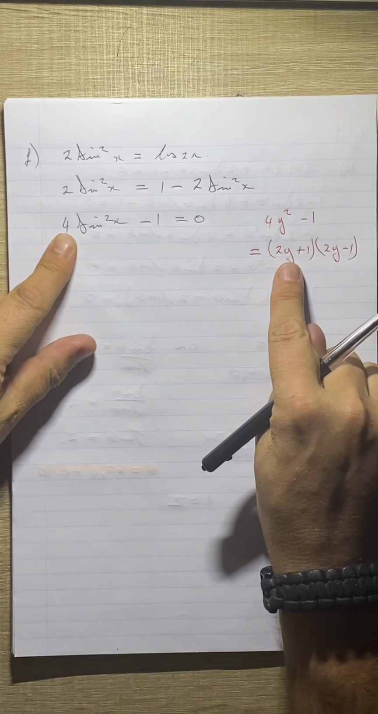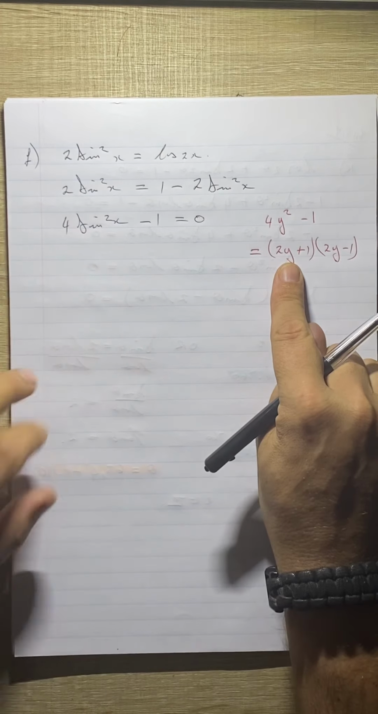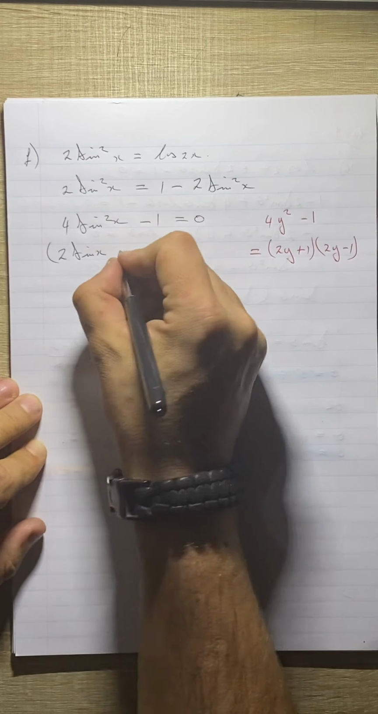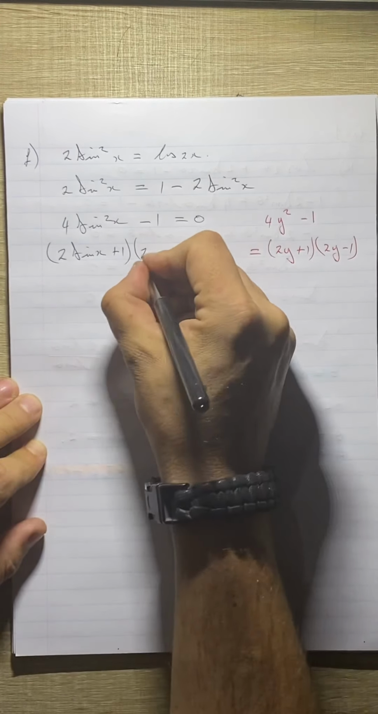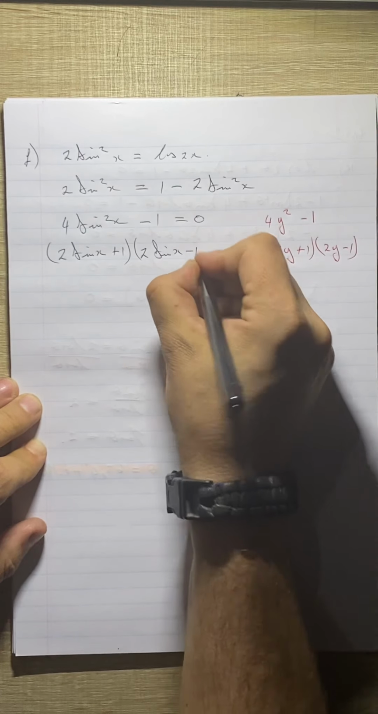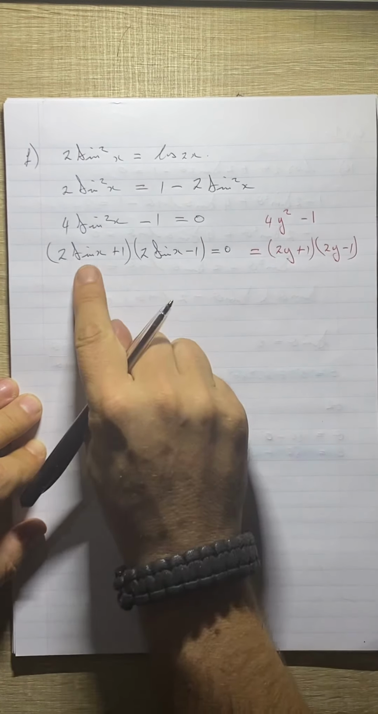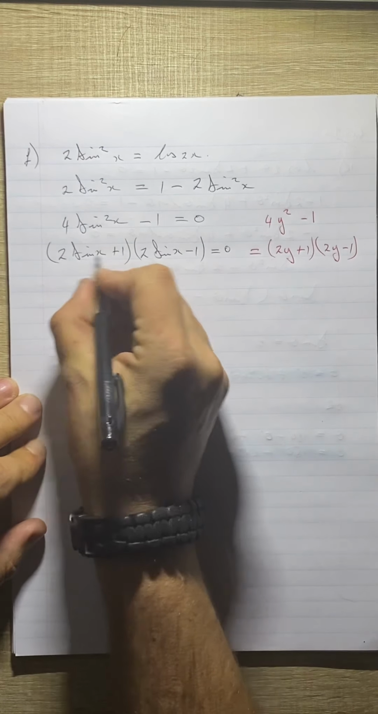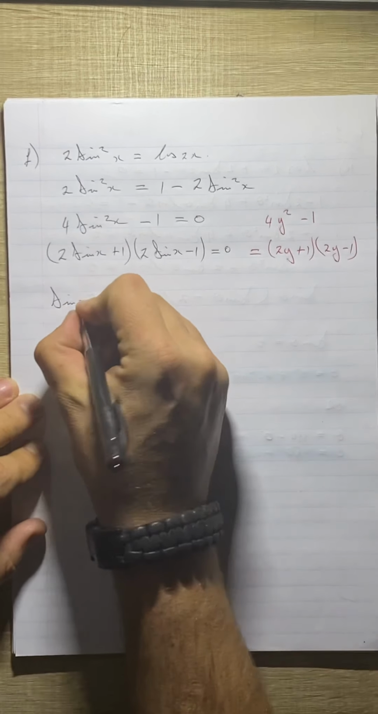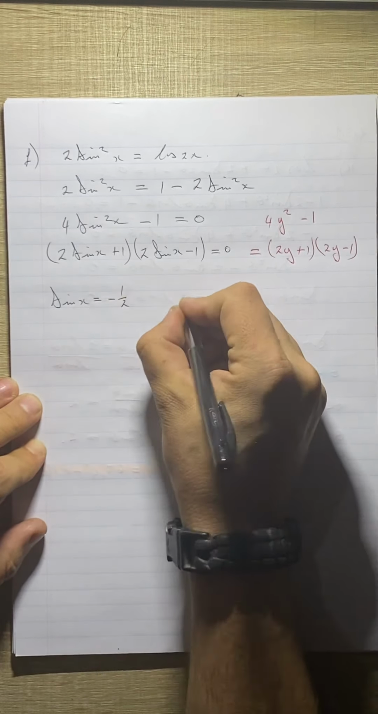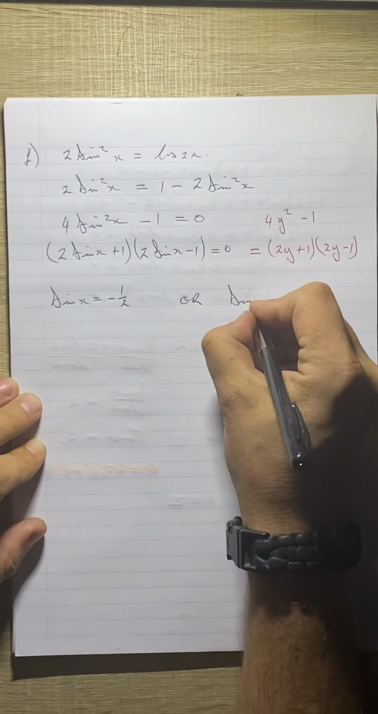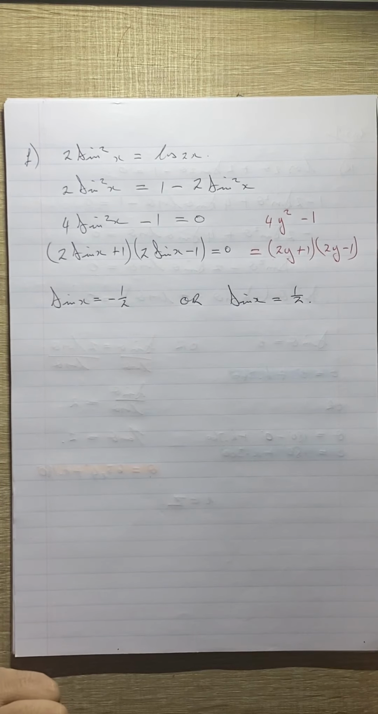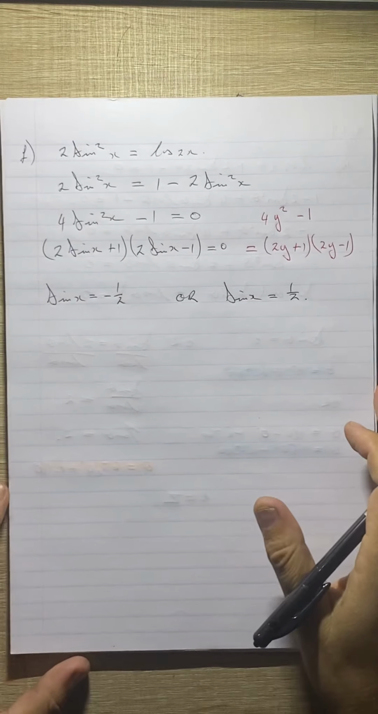So I'm just going to use this, and then instead of y, I'm going to write sine x now. So over here we get 2 sine x plus 1, 2 sine x minus 1 equals 0. We've got something times something equals 0, so I can set both of these equal to 0 and solve for them. So for this one over here, we'll get sine x is equal to minus a half, or sine x is equal to a half. Now what I'm going to do is just use the trig general solutions for sine to solve for these.